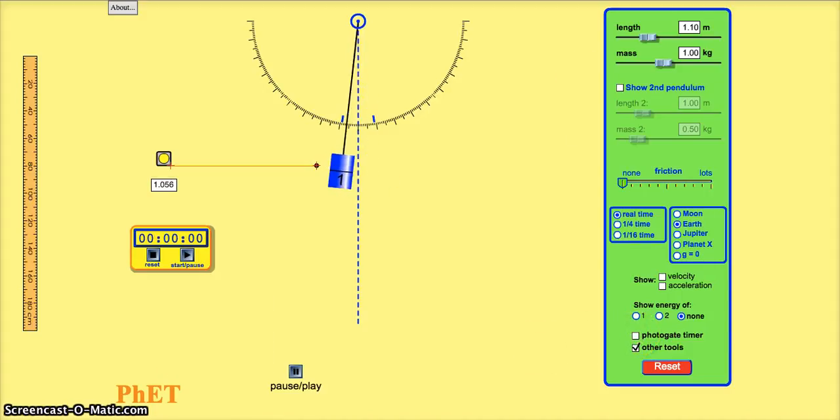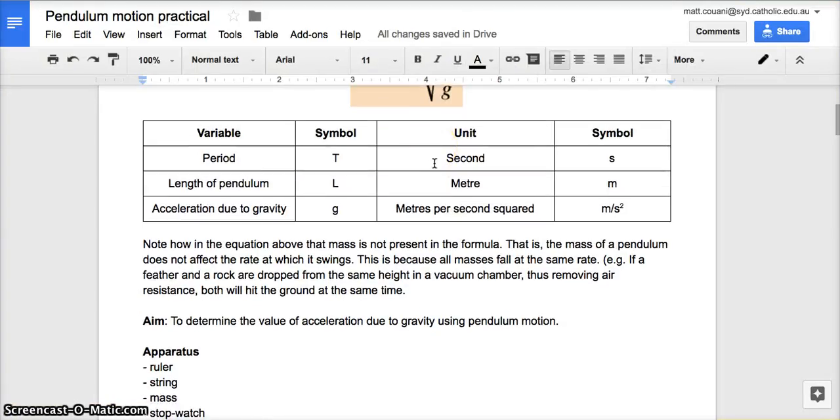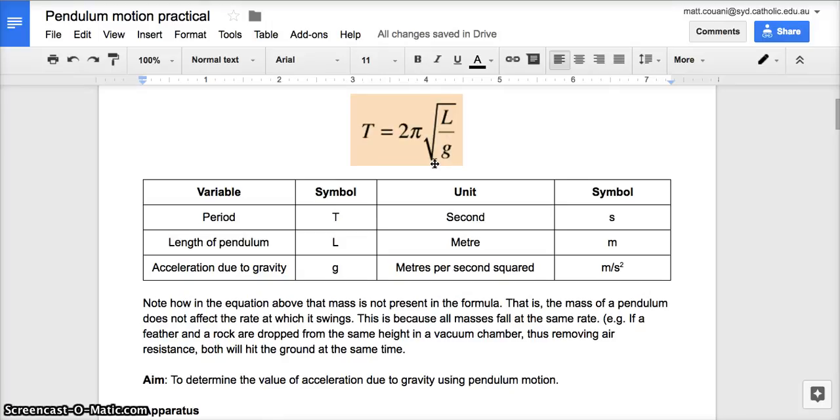Now, note how in the equation above that mass is not present in the formula. That is, the mass of a pendulum does not affect the rate at which it swings. This is because all masses fall at the same rate. So for example, if a feather and a rock are dropped from the same height in a vacuum chamber, thus removing air resistance, both will hit the ground at the same time. So when we're doing this experiment, we're going to keep the mass constant. It's a controlled variable, but even if we didn't, we'd still get the same results.